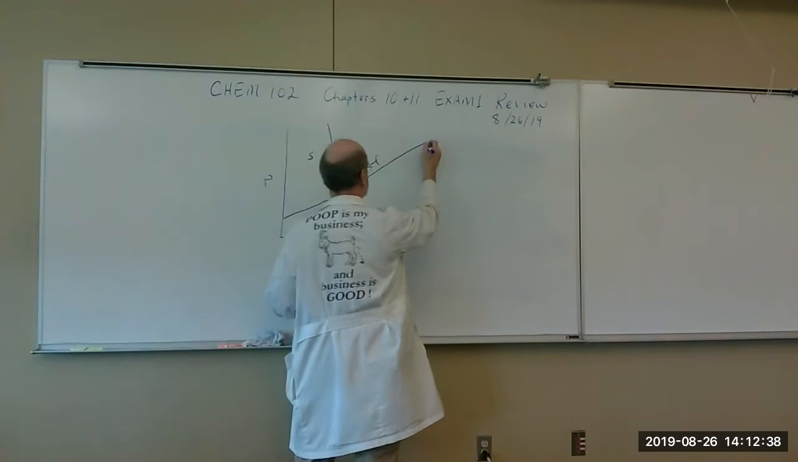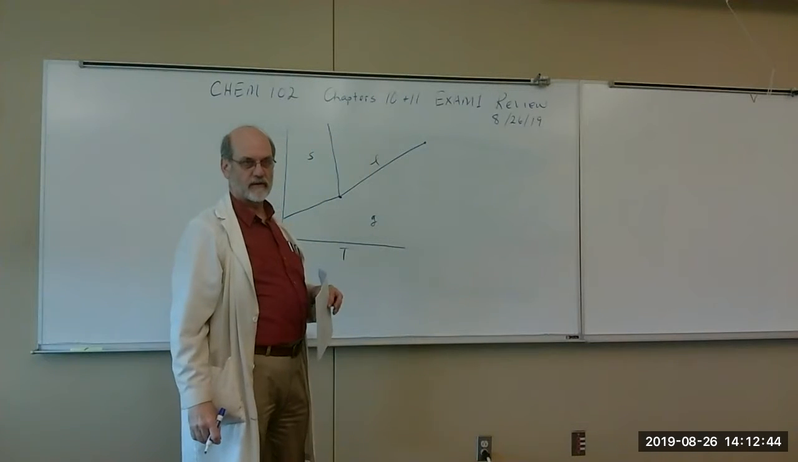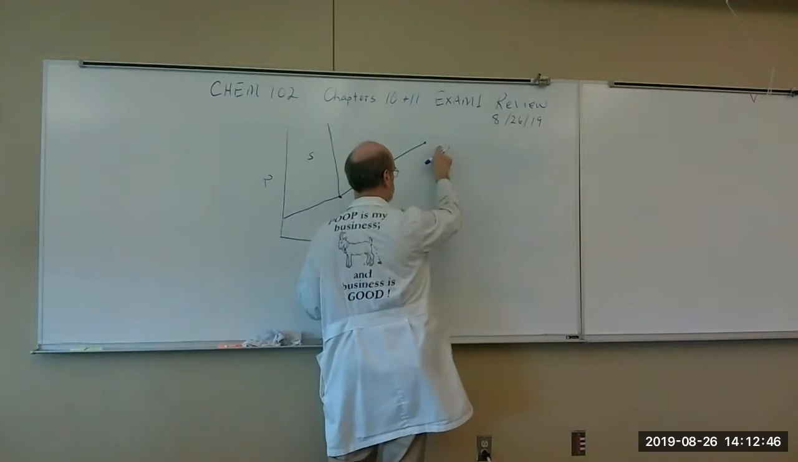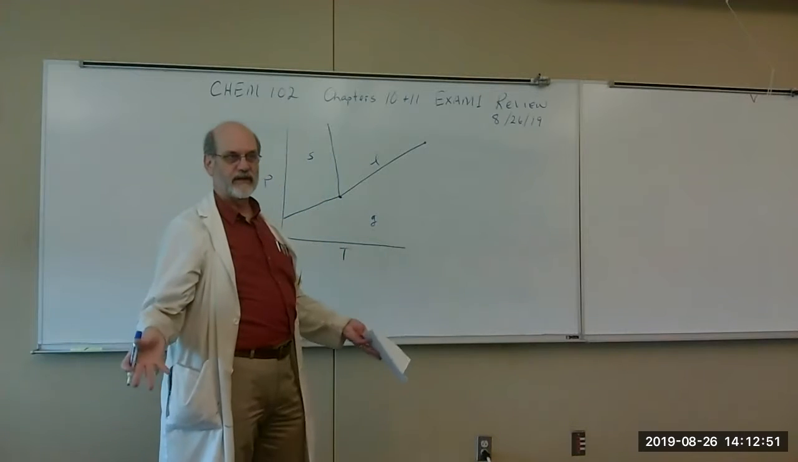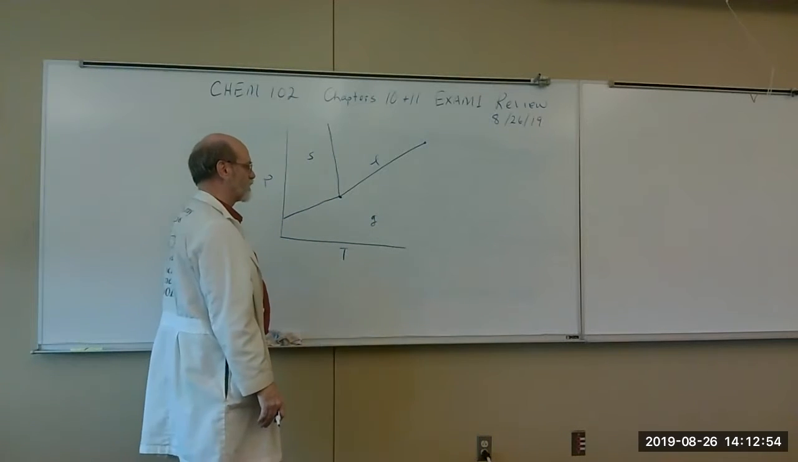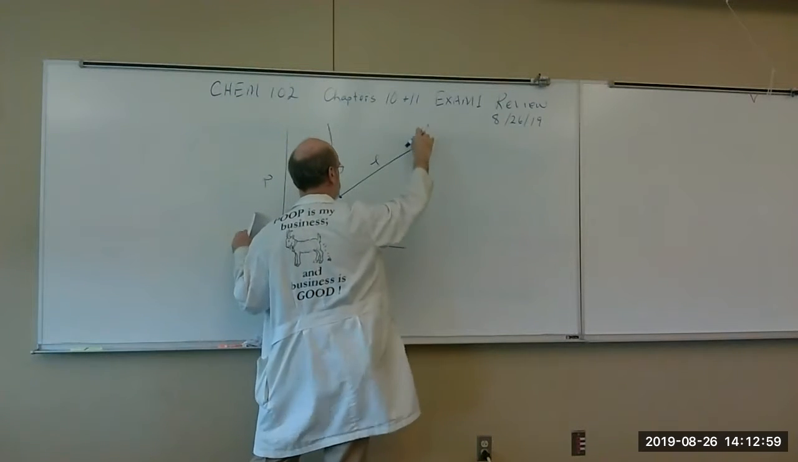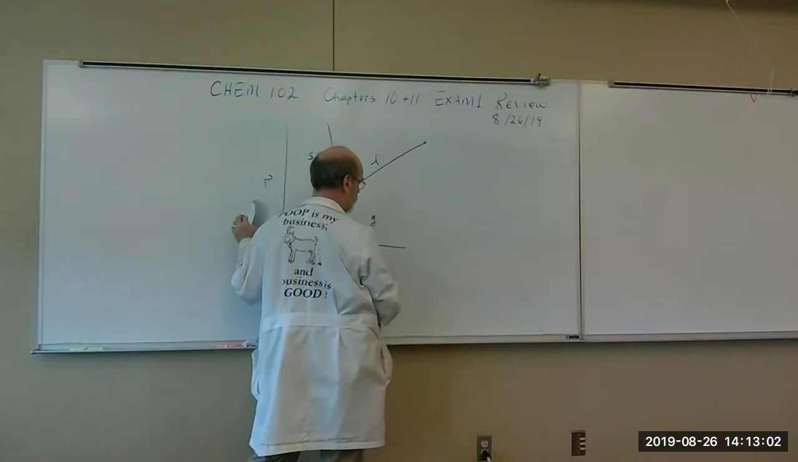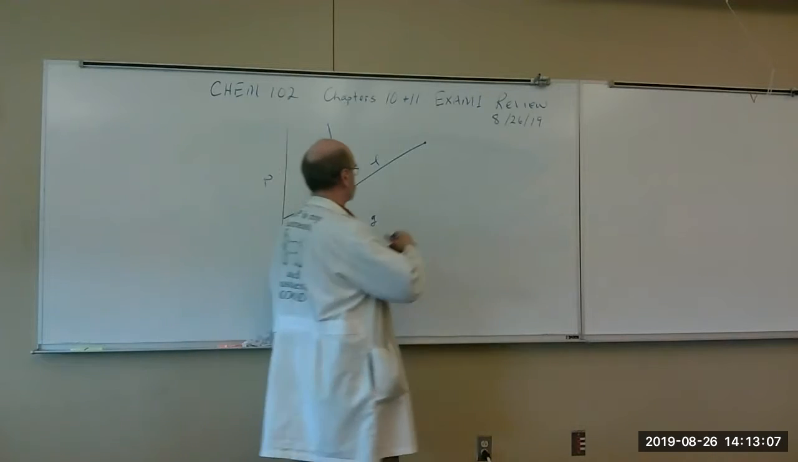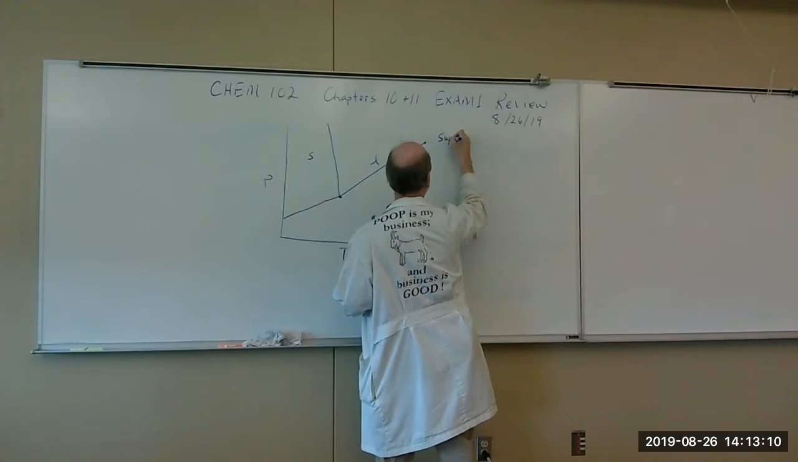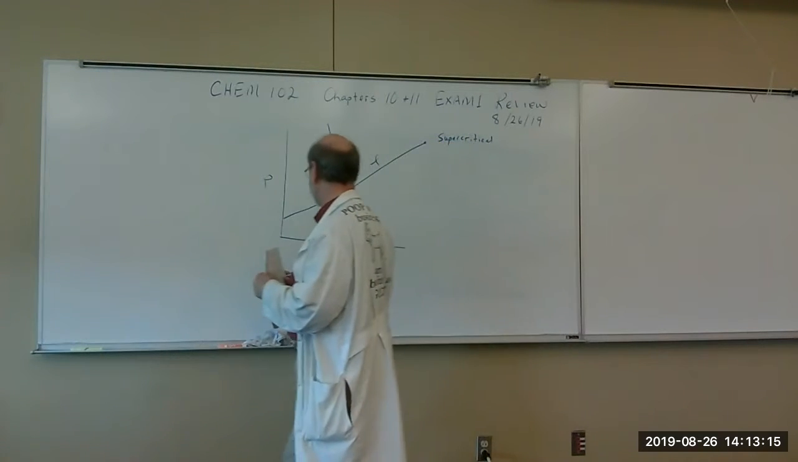And then what's this one? That's the critical point. Beyond this point, there's no division between liquid and gas. It's just fluid. You can't tell whether it's liquid or gas. Beyond that temperature, beyond that pressure, so it's usually very high pressure, very high temperature, you're in the supercritical region. Okay?